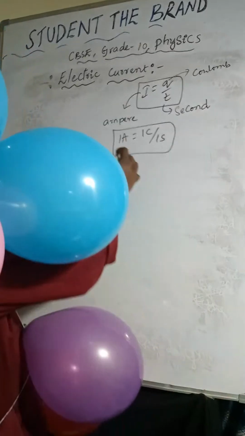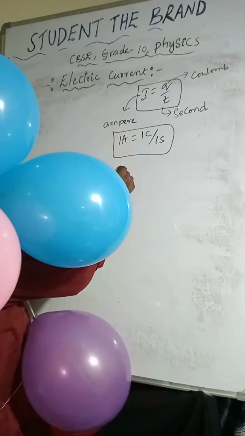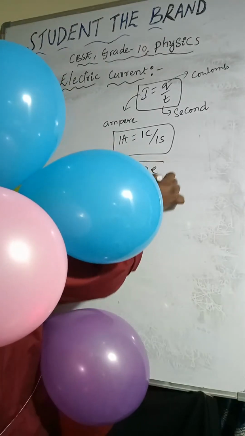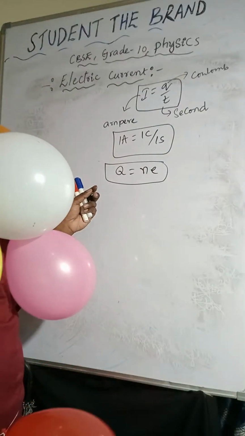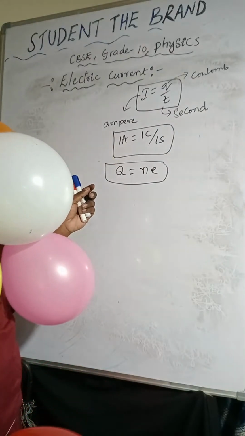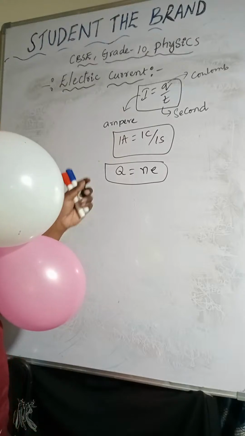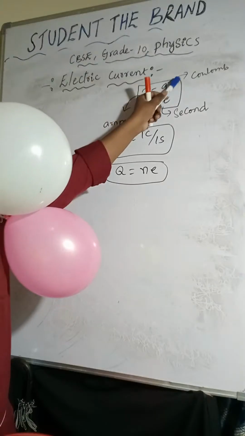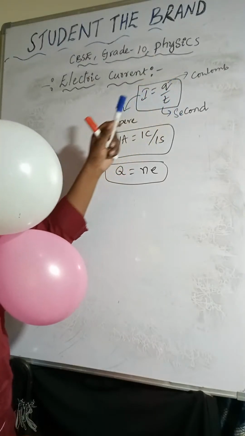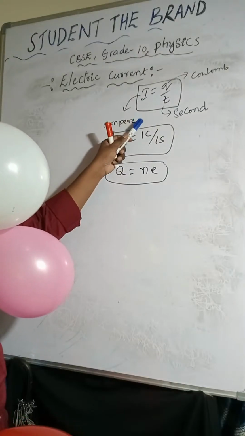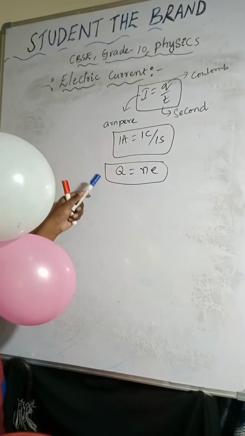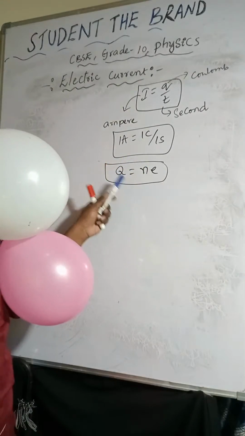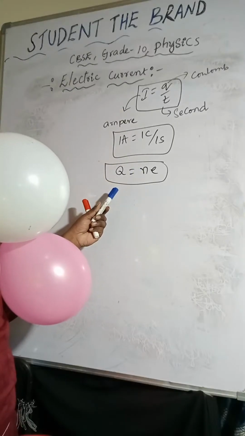Now Q is the quantization of charge. Q equal to Ne. So why are we taking quantization of charge? Here you can observe I equal to Q by T, and 1 ampere equal to 1 coulomb per 1 second. Q equal to Ne, that is nothing but Q is the quantization of charge. What is the quantization of charge?